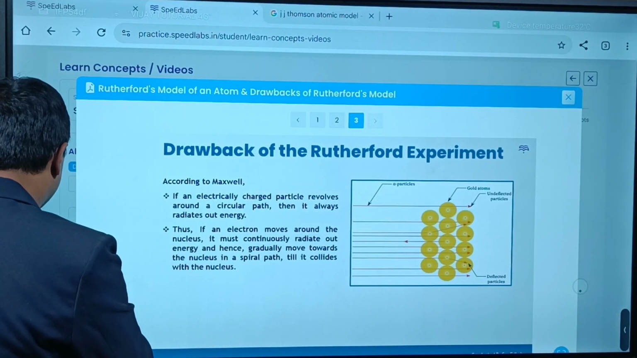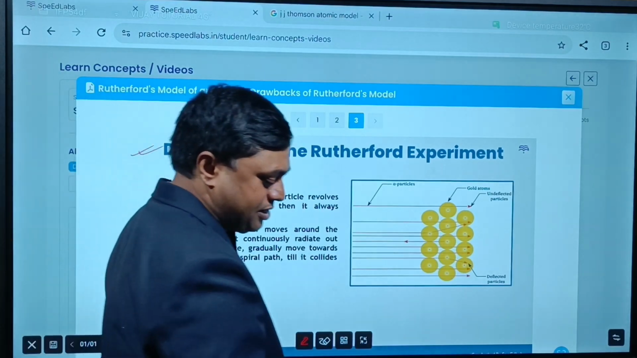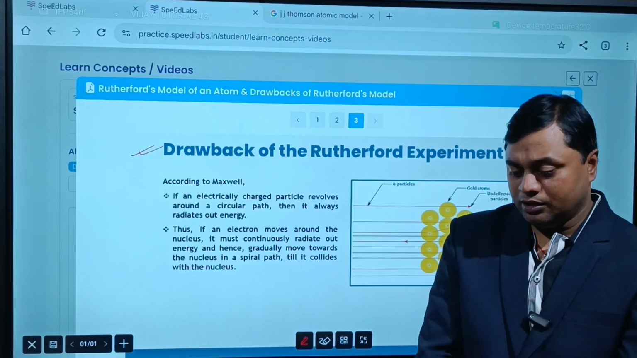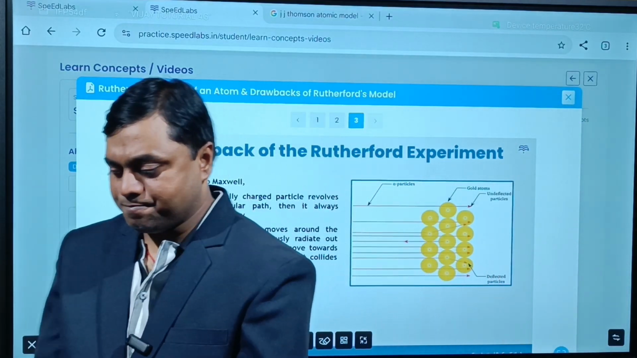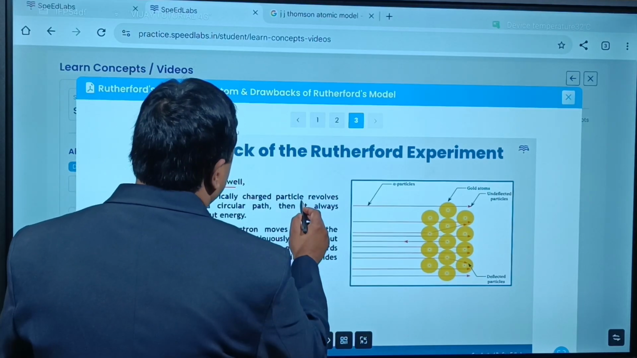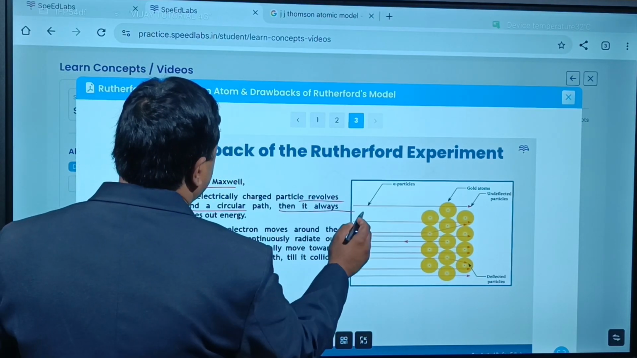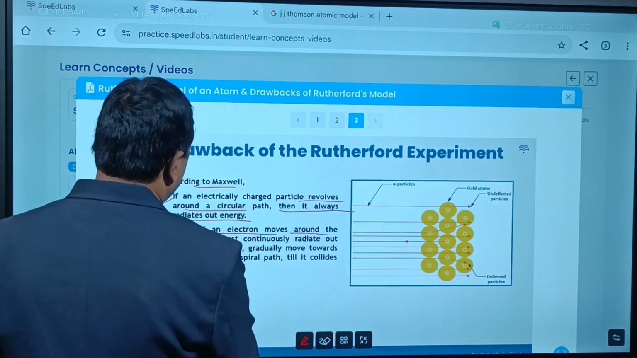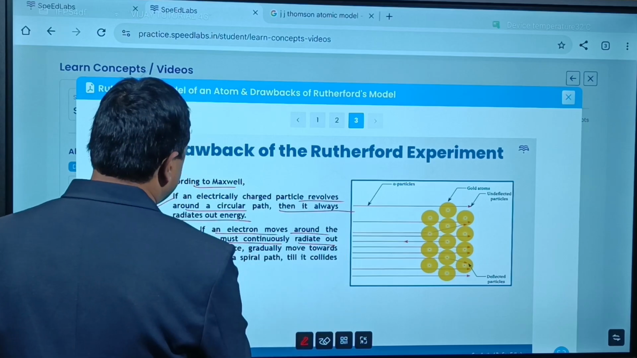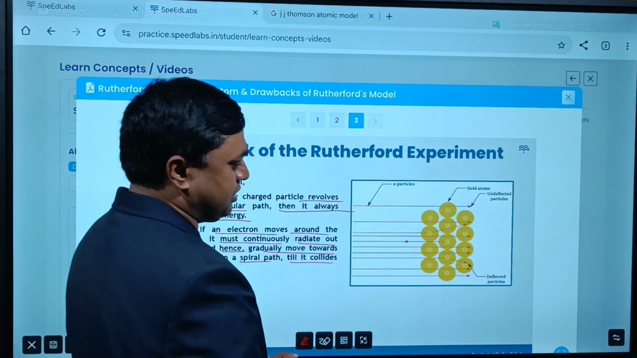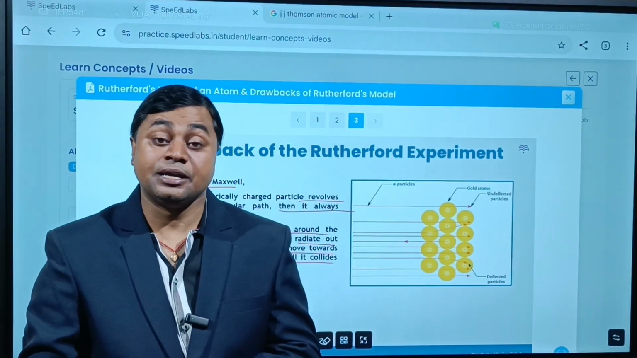There were some drawbacks. This question also may be asked for 2 marks. Mention the drawbacks of Rutherford gold foil experiment. So what drawbacks were there? Let's see. According to Maxwell, if an electrically charged particle revolves around a circular path, then it always radiates out energy. Thus, if the electron moves around the nucleus, it must continuously radiate out energy and hence gradually move towards the nucleus in a spiral path. It will collide with the nucleus. Actually, what happens? He could not explain the stability of atom.